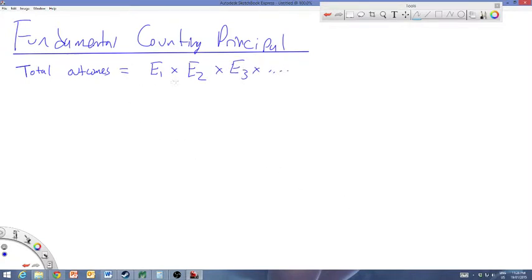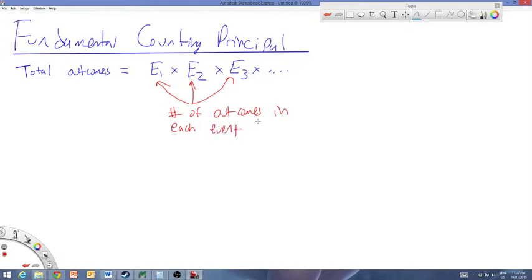Again, E1, E2, E3 all represent the number of outcomes in the event. Number of outcomes in each event.